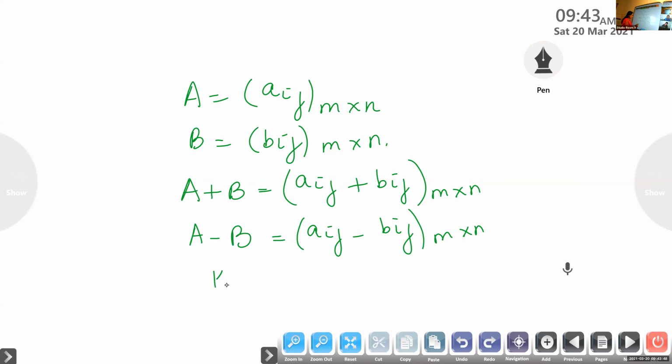And what is K into A? Suppose K is a non-zero real number, K be any scalar. Okay, what is a scalar? Some number without any direction, isn't it? You have learned all those things in physics.